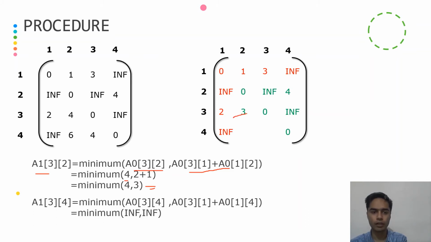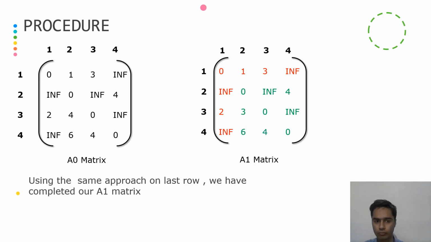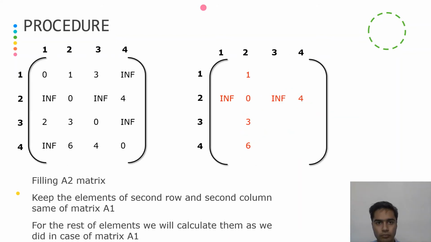Now for element A1[3,4] the value of A0[3,4] is infinity, and if we take 1 as the intermediate, the value still is infinity, so we are going to place infinity as it is in this place in the matrix. Now using the same concept as we have discussed previously, we are going to fill the last row of our matrix A1.